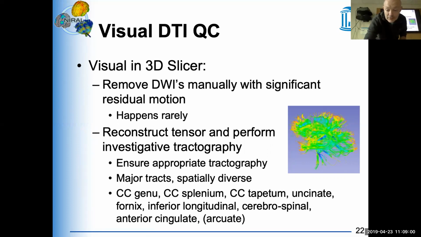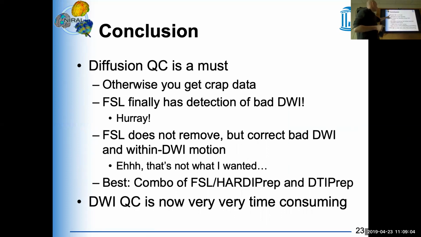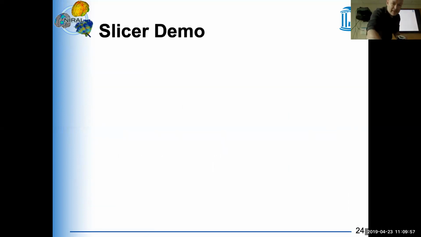So let's go over to one more slide. I talked about this one, it is a must, otherwise you get bad data. And FSL finally has detection of bad DWIs, which is great. Unfortunately, it does not remove them but corrects them, which depends on what you're doing. Best, in my opinion, is a combination of FSL and DTI prep. Of course, with the new version of FSL, DTI QC has become extremely time-consuming. Before, with DTI prep, you had to wait 1 or 2 hours. Now it's a matter of days if you run it on a single CPU. If you use the cluster, then you can run it in a few hours if you use a fair share of CPUs to do this in parallel. All right, Slicer demo.